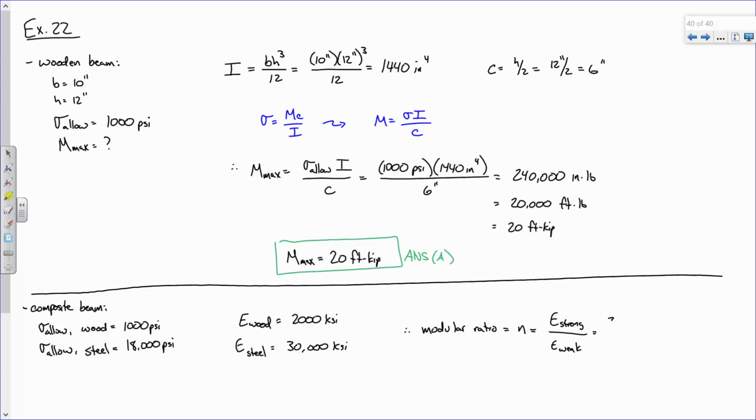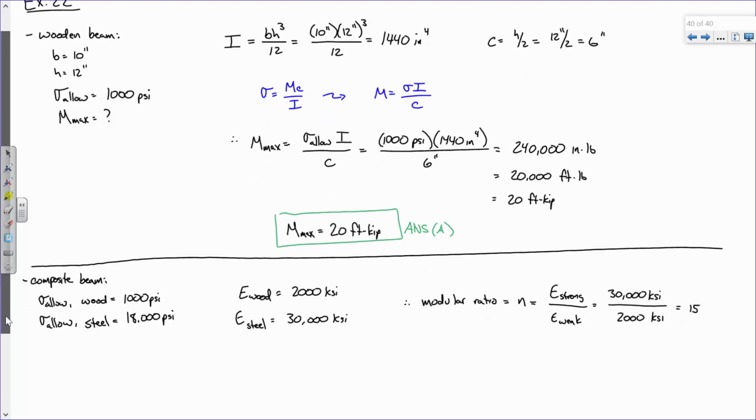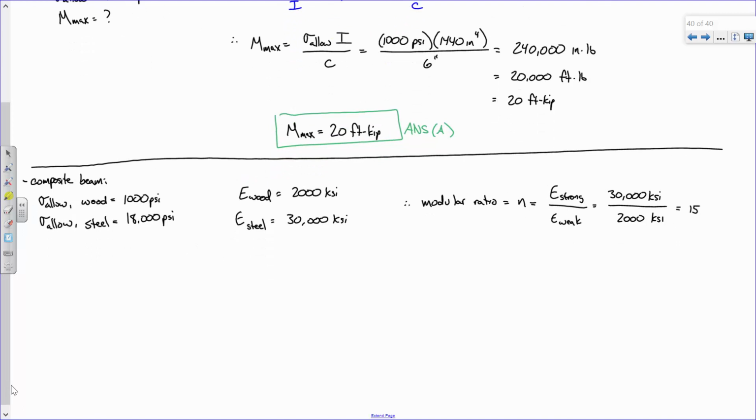So we have 30,000 divided by 2,000. And what does that come out to be? Is that 15? Did I do that right? Okay. All right. So here's the reason for that. We have a modular ratio of 15. Let me explain how we're going to utilize that. I'm just going to have a conceptual image down below, and we'll formally compute this out in a second.